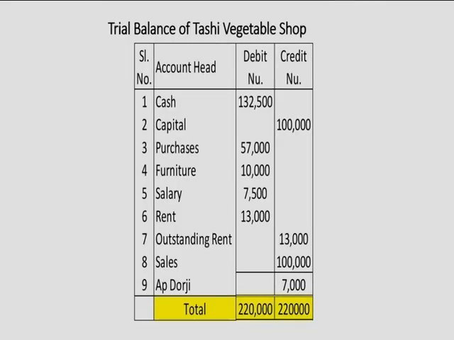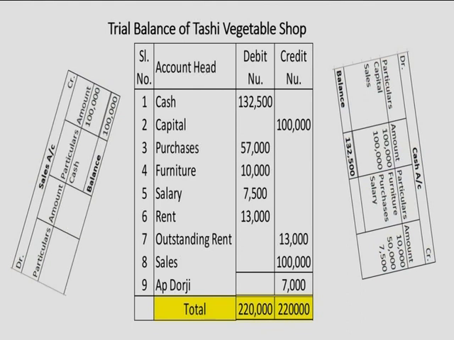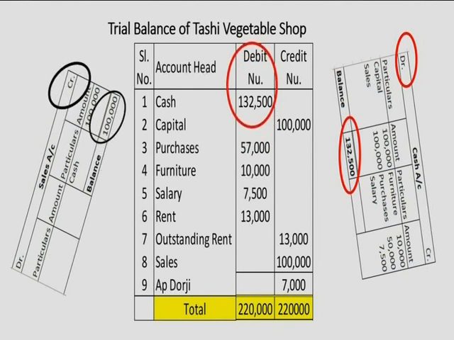Serial number, account head, debit, credit. Now I am showing two ledger accounts on the left and right hand side of this trial balance, and I am circling them with two different colors, one red and the other black. So let us focus on red color first. Cash account, debit balance. Cash account has a debit balance of 132,500, and if you look at the trial balance, the first item is cash, and in the debit column it is recorded 132,500.